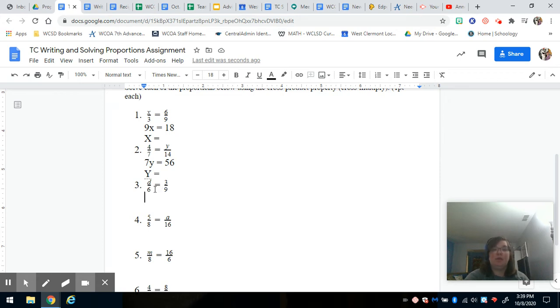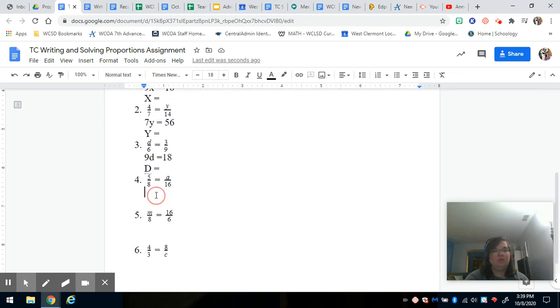All right, number 3. Again, cross multiplying. So we're going to take 9 times d and 6 times 3. So 9 times d, we end up with 9d equals 6 times 3 is 18. To find out what our variable equals, we need to divide both sides by 9. So we'll do 9d divided by 9, and we'll do 18 divided by 9, and we'll get our answer.